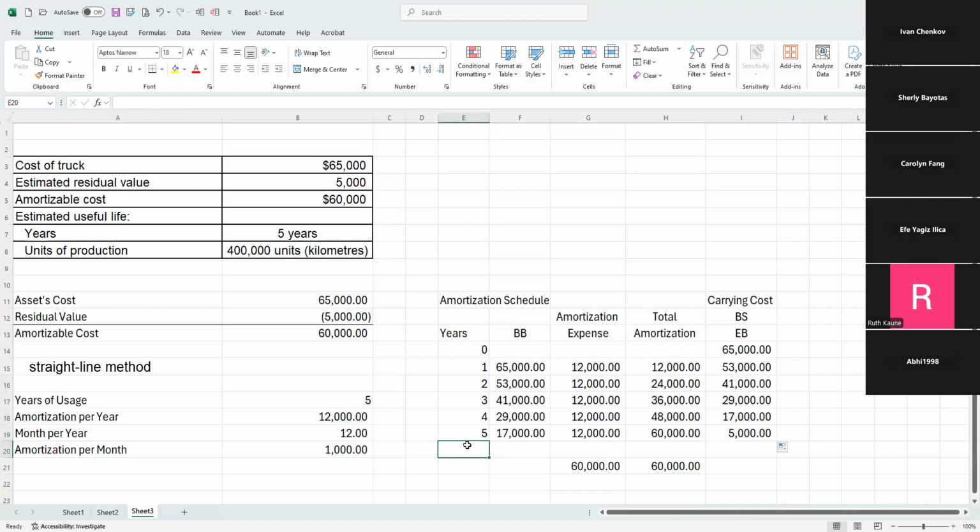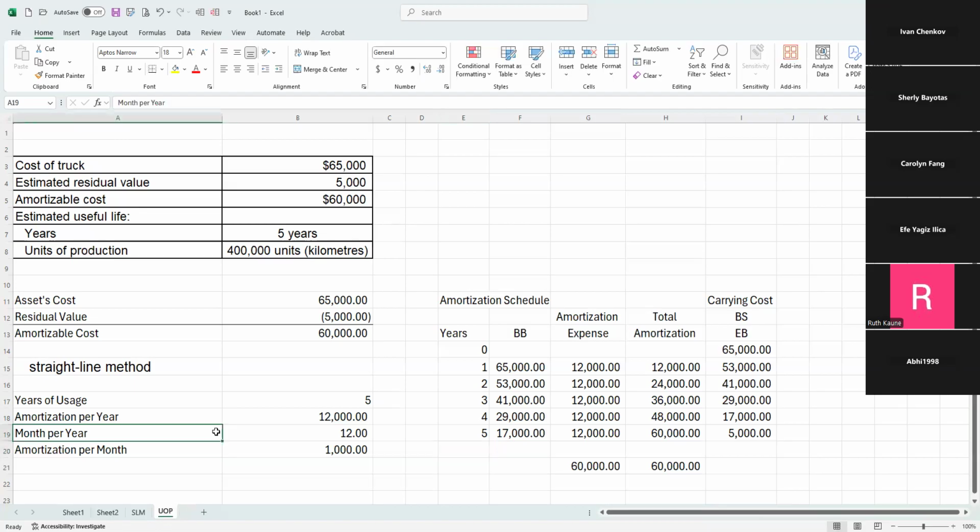So that was the straight line method. Any questions? If you don't have questions, let's move to the next Excel worksheet. Let's move to the next one, which will be the unit of production.